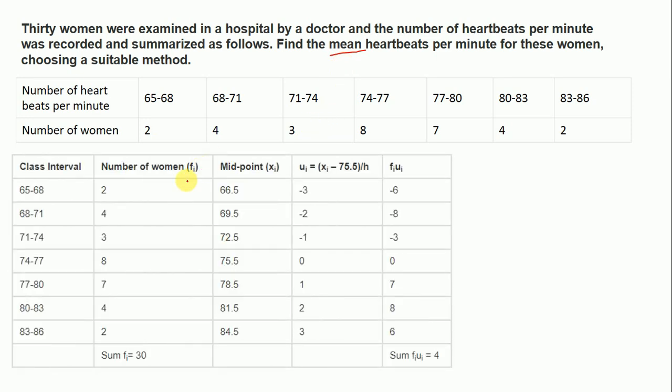Just focus on the mean, and I have already made a table in this question also, and just like our previous question, we have found midpoints and frequency is given to us, that is Fi, and the sum of these frequencies is to be used, so find that also, and after that we have to find Ui, and Ui is simply Xi, that is Xi here minus 75.5, and what is that? Our assumed mean, that is A, and class size is 3. So 66.5 minus 75.5 divided by 3, it will come out as minus 3.